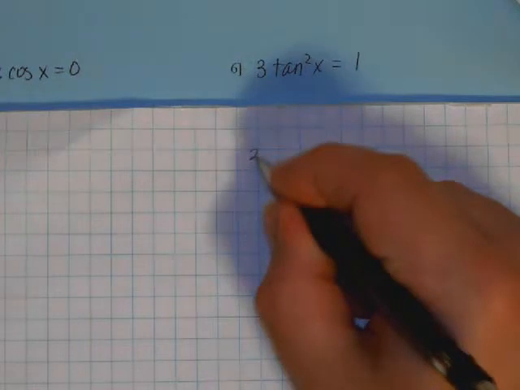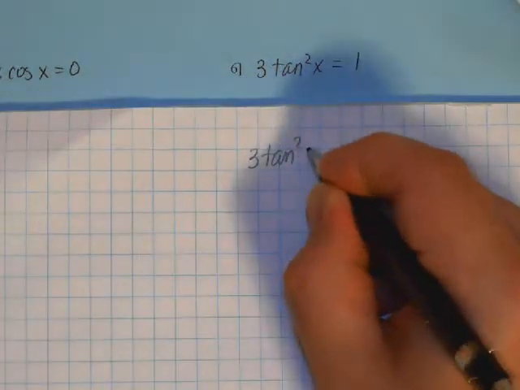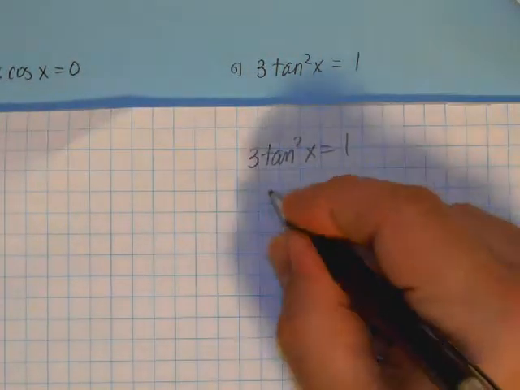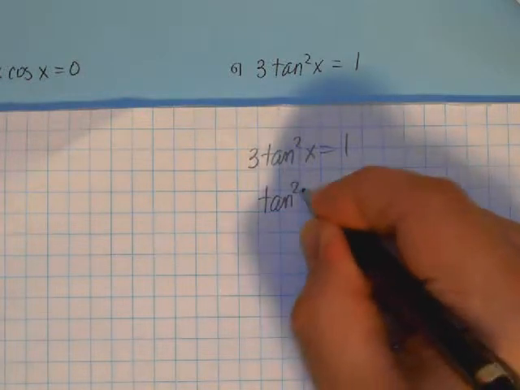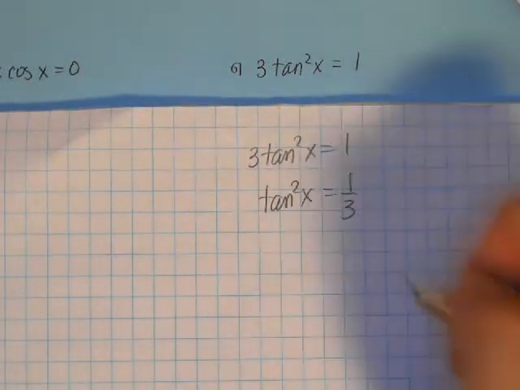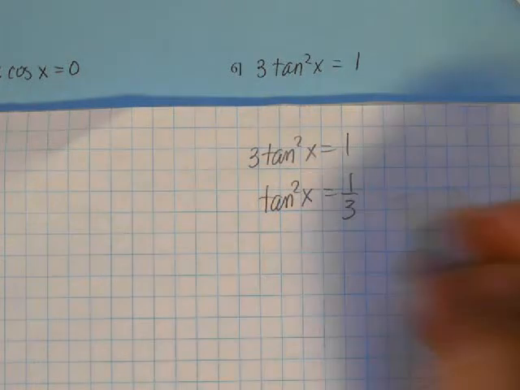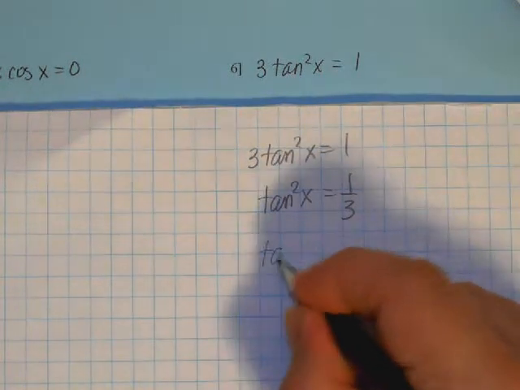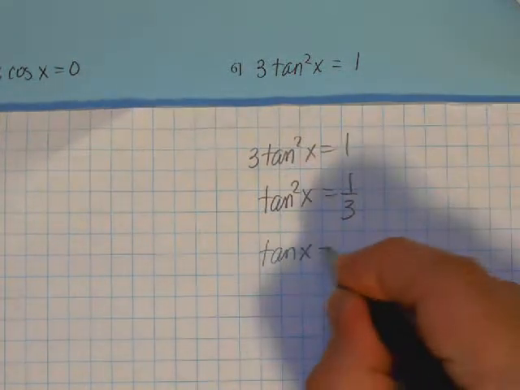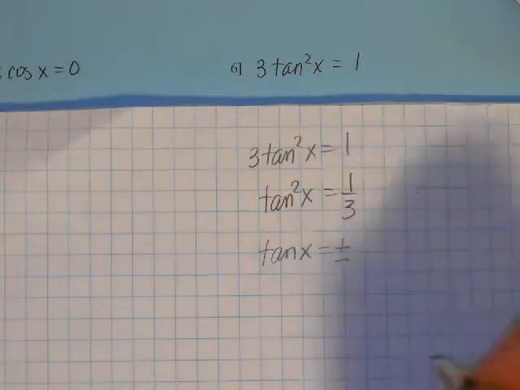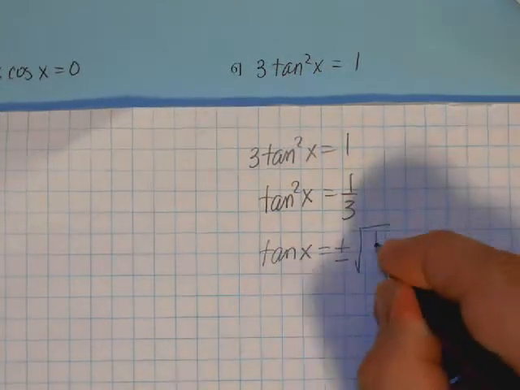So number 6, we're solving again for the trig function. Most of you did the first step really well, dividing both sides by 3. And then most of you realized that you need to take the square root of both sides. What some of you forgot is to include both the positive and negative roots.